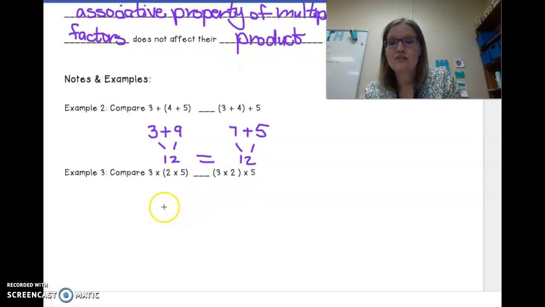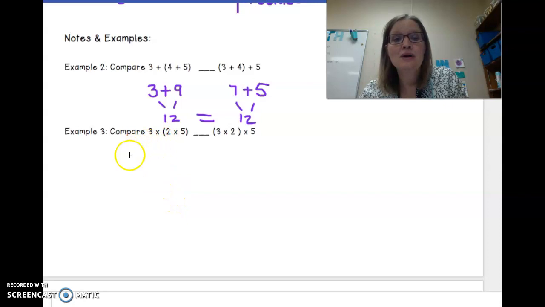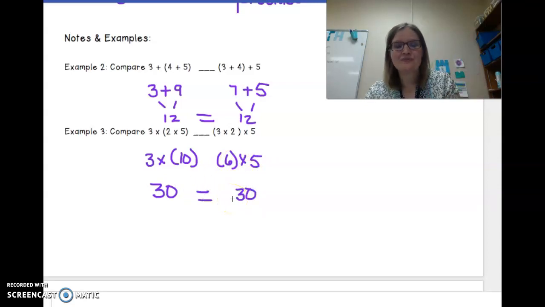Here's an example of the associative property at work with multiplication. Let's try this. We know that 2 times 5 is 10, and 3 times 10 is 30. And 6 times 5 is 30. So we know, ta-da, they are equal.